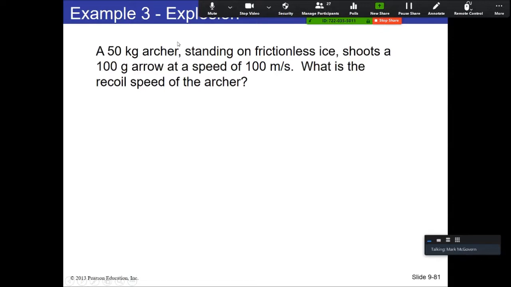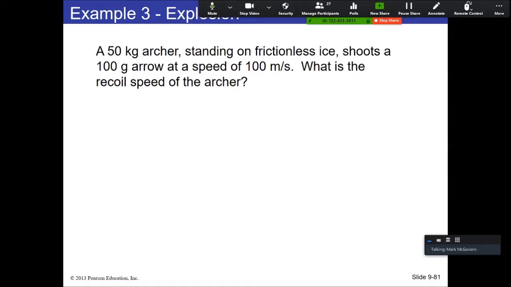Okay, so this is an explosion example as well. We got a 50 kilogram archer standing on frictionless ice, shoots a 100-gram arrow at a speed of 100 meters per second. We want to know what the recoil speed of the archer is. So the idea here is, the ice is effectively frictionless. So if you launch something, there's a recoil speed. You exert a force on the arrow, which means the arrow exerts a force back on you, which causes you to move.